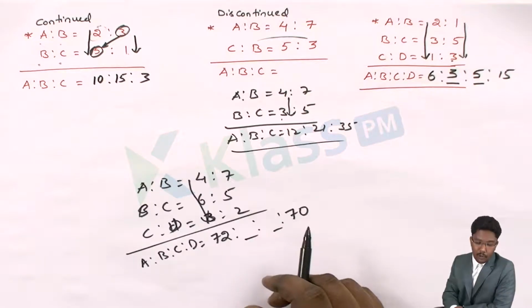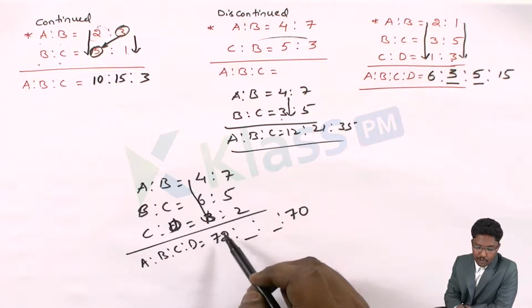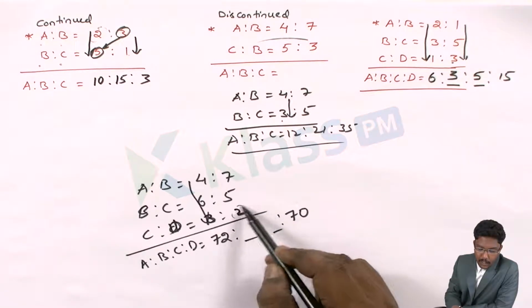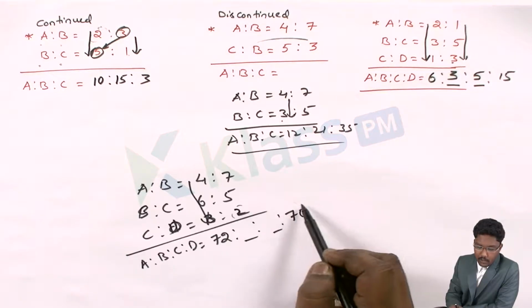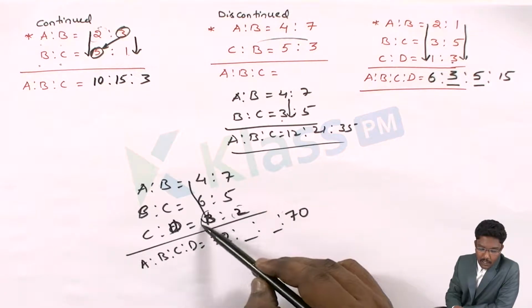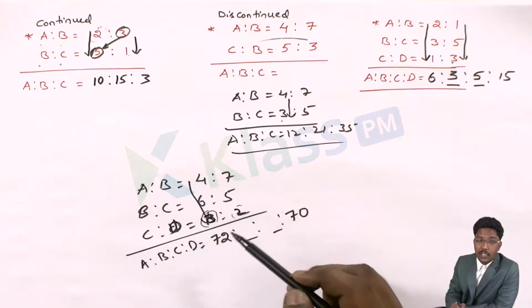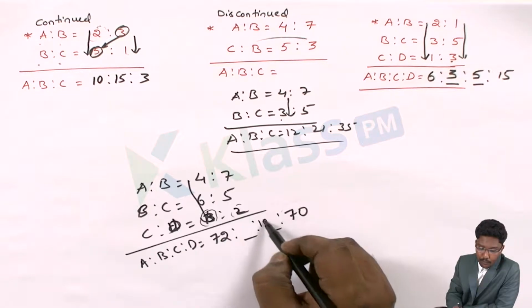Now compare the values. C and D are in ratio, they are in relation. So D is multiplied with 35 to get 70. Here we got 70, meaning it is multiplied with 35. So we have to multiply this C value with 35. What is 35 3s? 105.